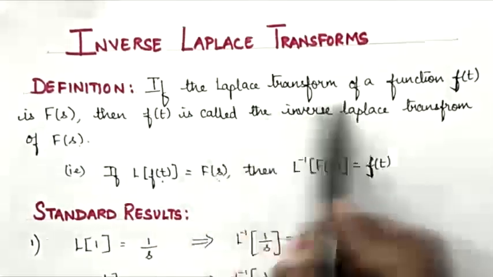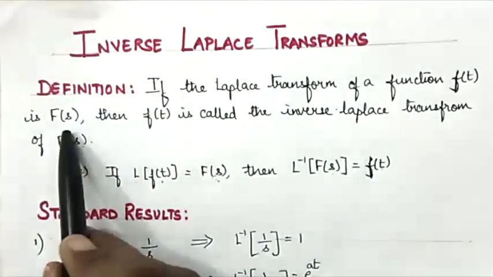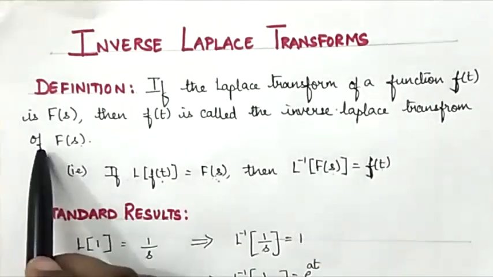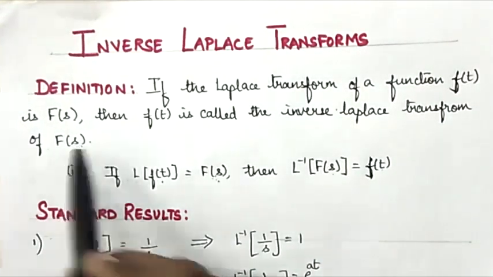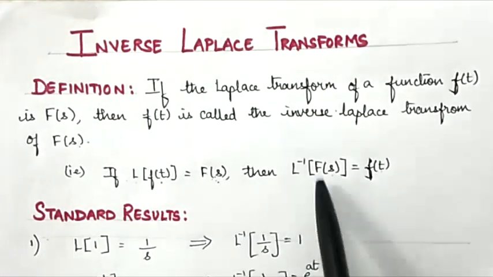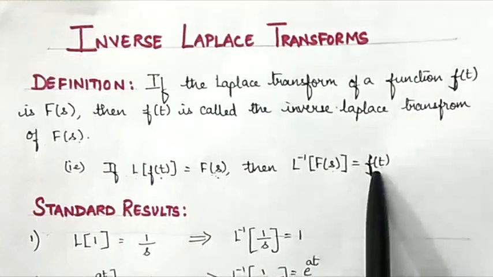If the Laplace transform of a function f(t) is F(s), then f(t) is called the inverse Laplace transform of F(s). That is, if L{f(t)} = F(s), then L⁻¹{F(s)} = f(t).